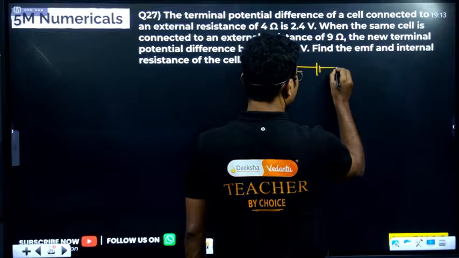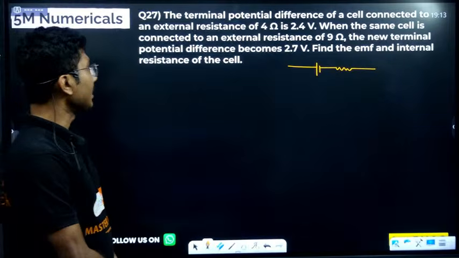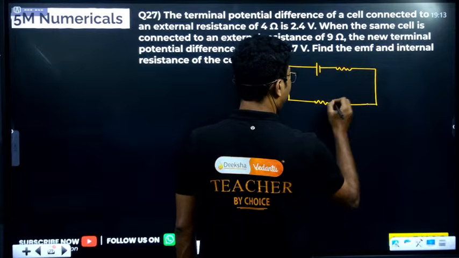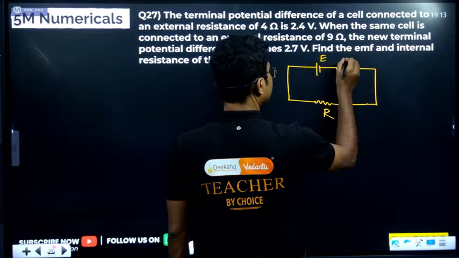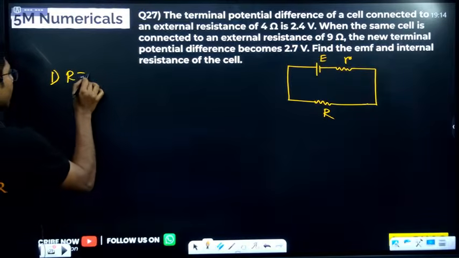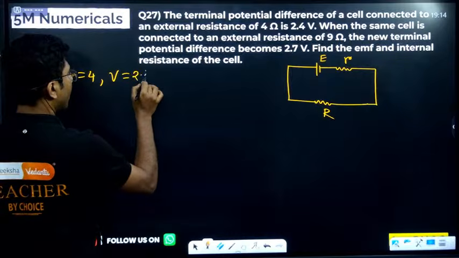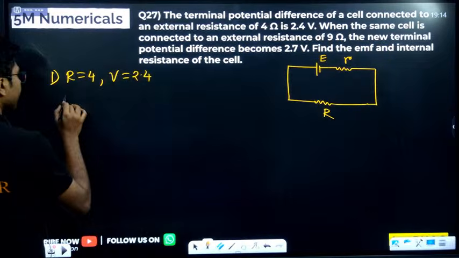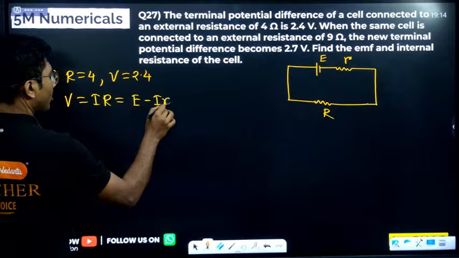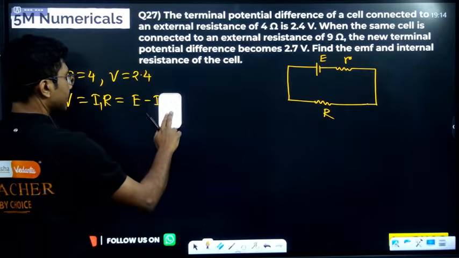Okay, so here we have a cell and internal resistance. First it is connected to an external resistance of 4 ohm. This is E, this is R. So when R is equal to 4 ohm, in the first stage, the terminal potential is given as 2.4 volt. Now what is terminal potential? Terminal potential is given by I into R, which is E minus I small r. So first case, suppose the current was I1, so let me write it as I1. This is the first case.